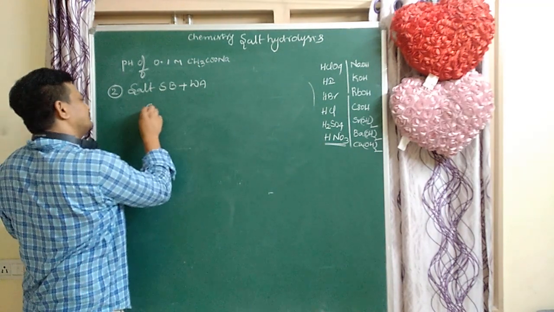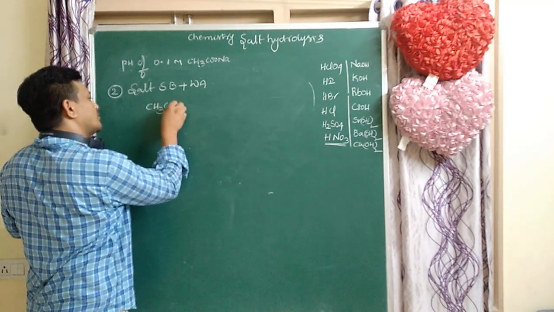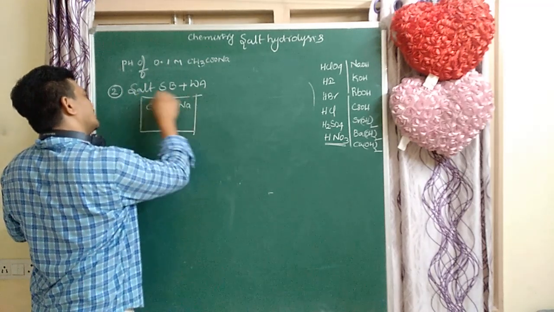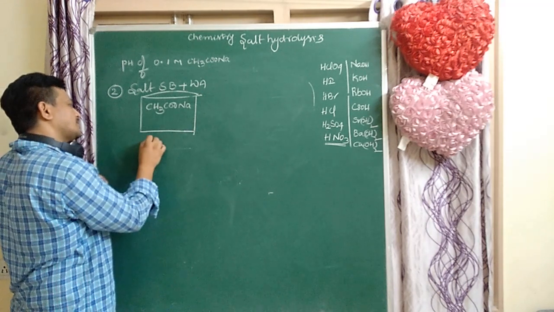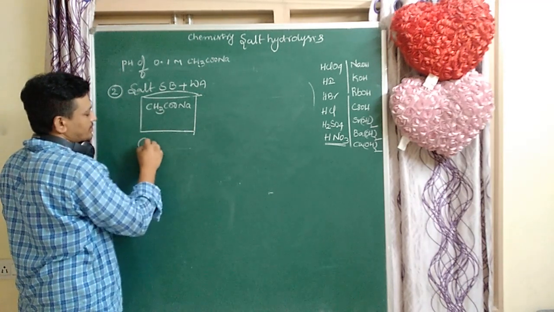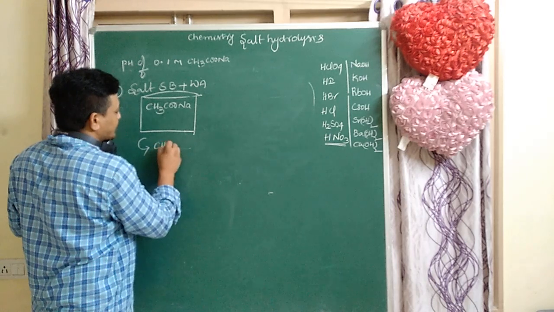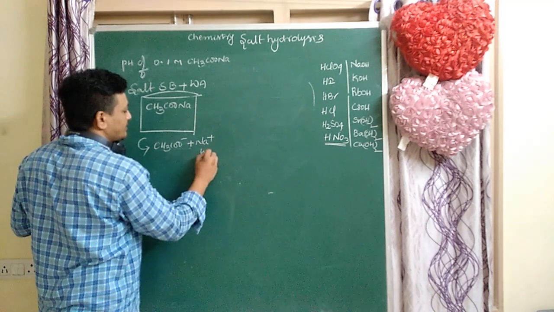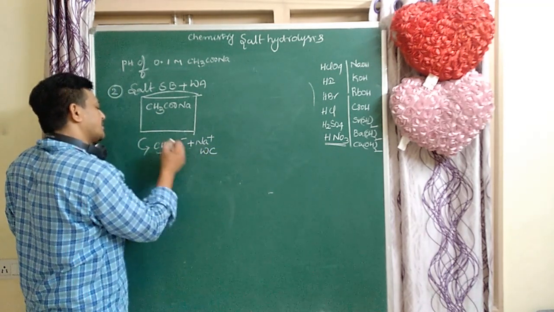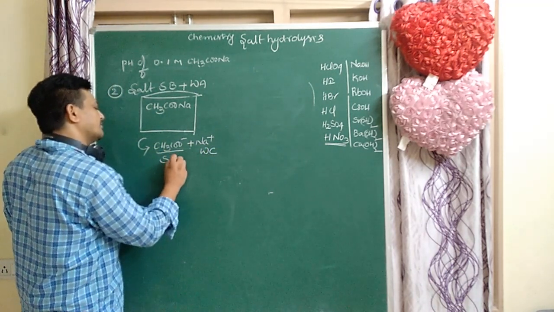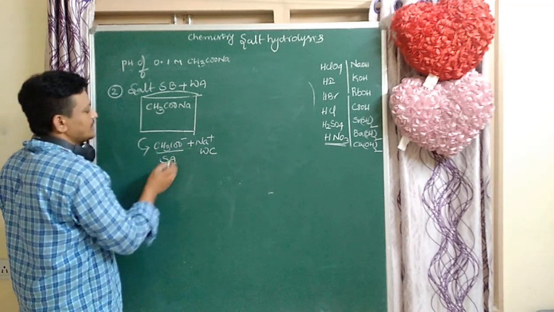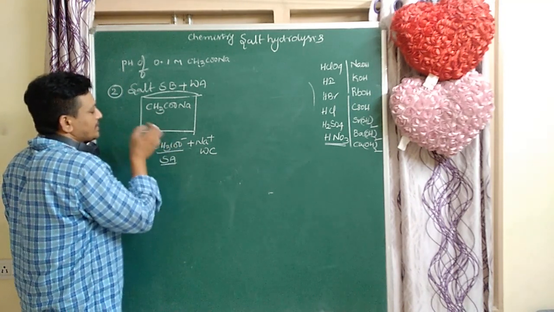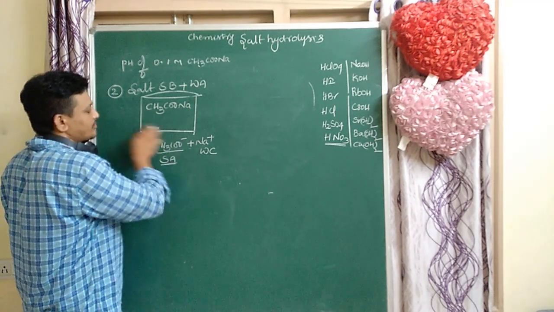Now you take CH3COONa and dissolve it in water, and it converts to ions: CH3COO minus plus Na plus. Here Na plus is a weak cation and the acetate ion is a strong anion. Why? Because this ion came from a weak acid, so it is the strong conjugate base.